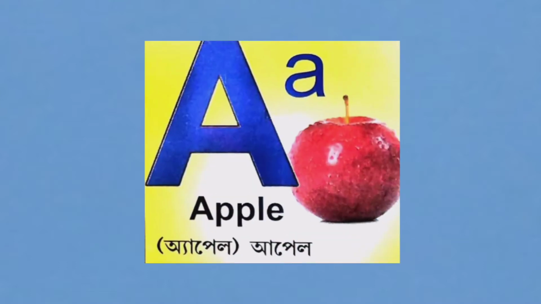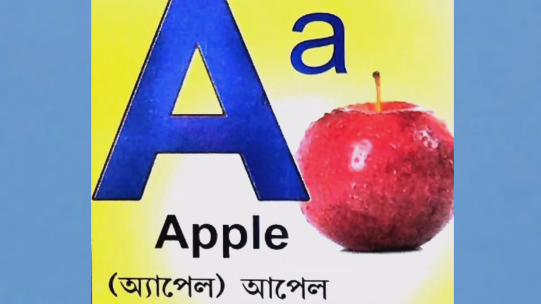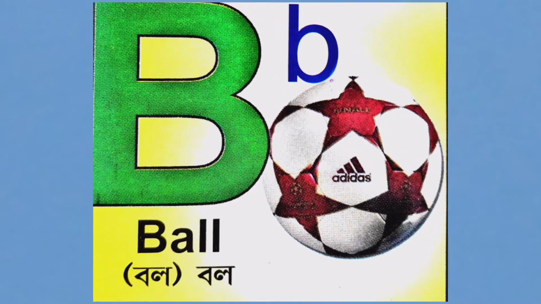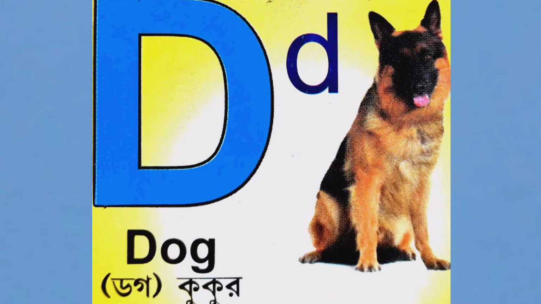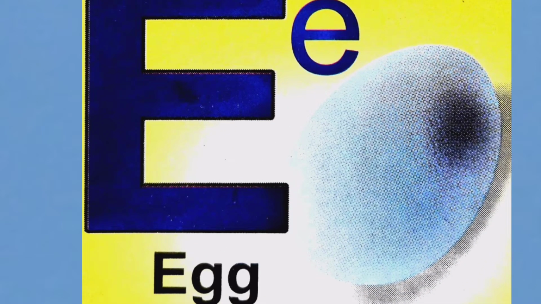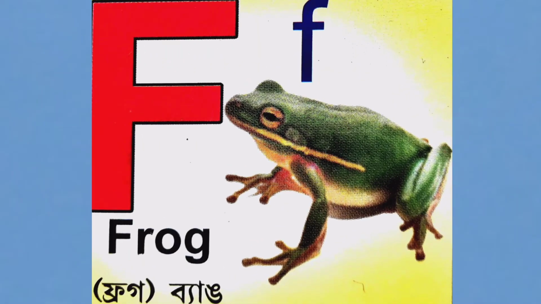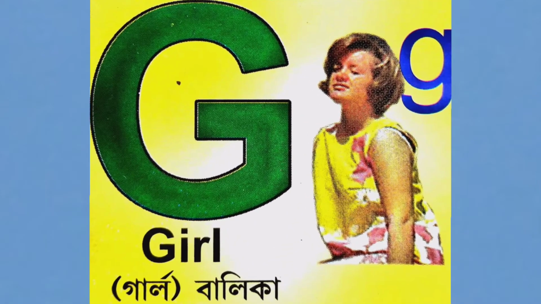A for apple. B for ball. C for cat. D for dog. E for egg. F for frog. G for girl. H for hen.